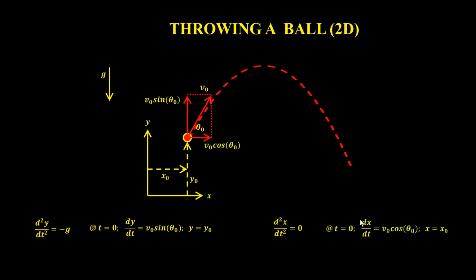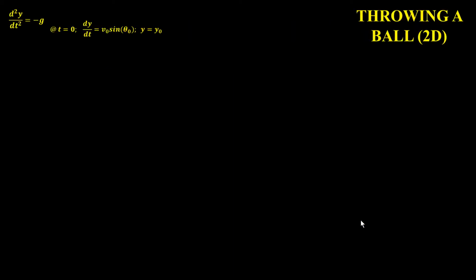And the second derivative of x equals 0, because there's no acceleration on the horizontal plane. And then at time equals 0, the first derivative is v0 cosine theta with x equals x0. So we take our equations and then we integrate, and then we get that as our first derivative.